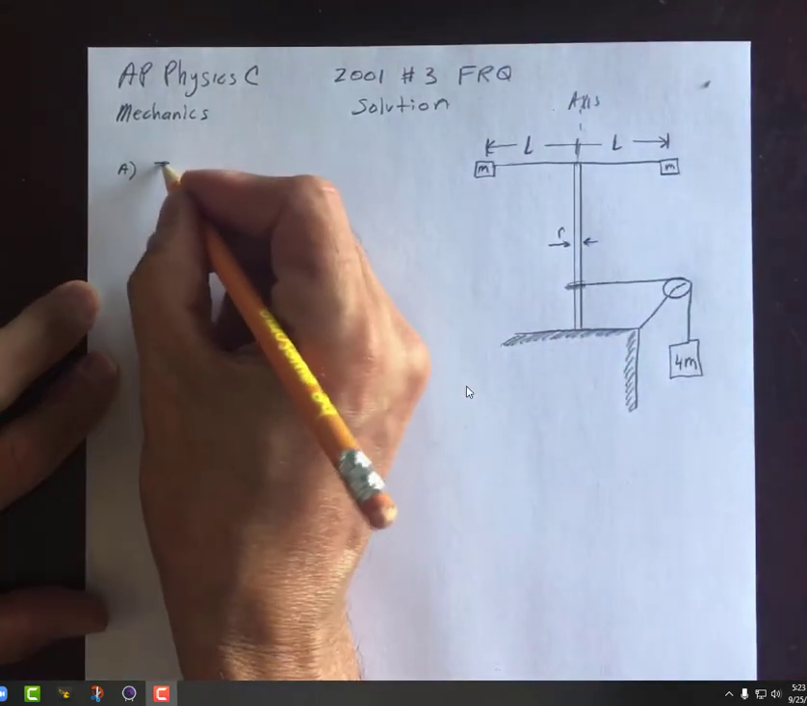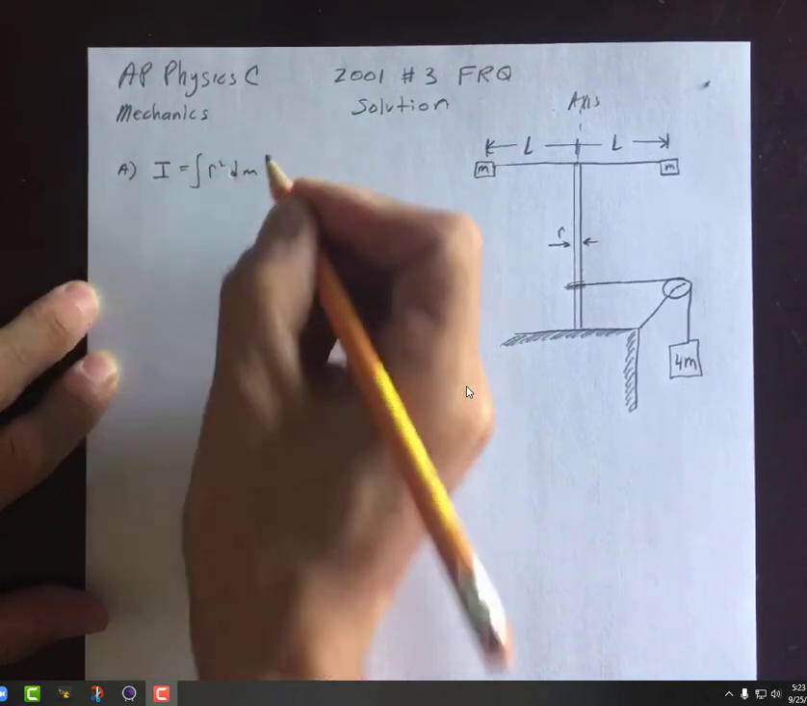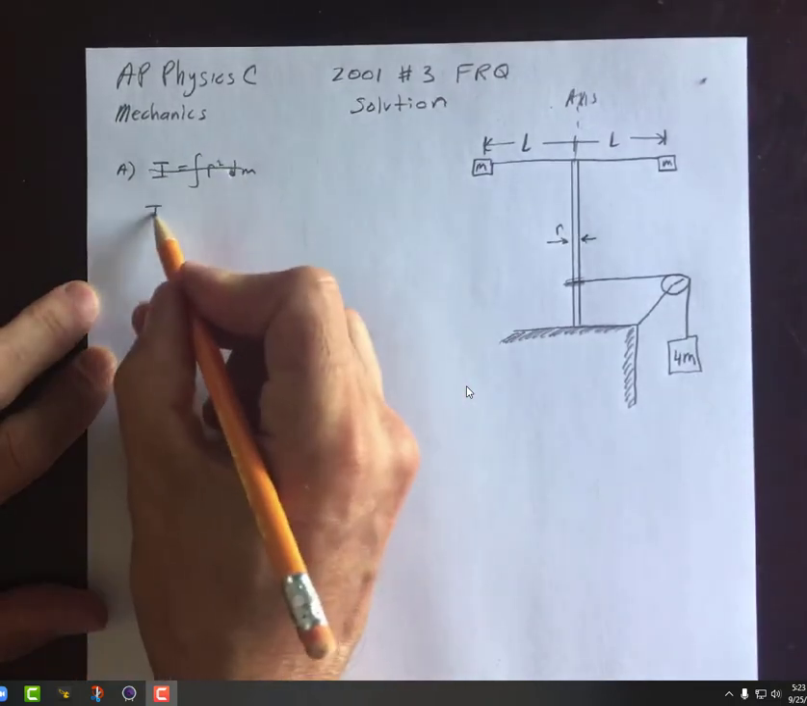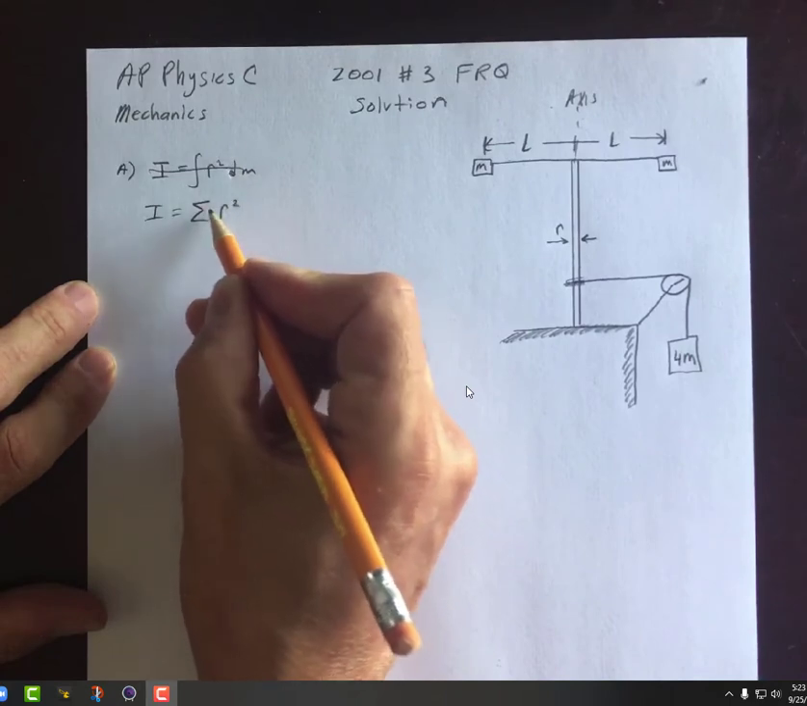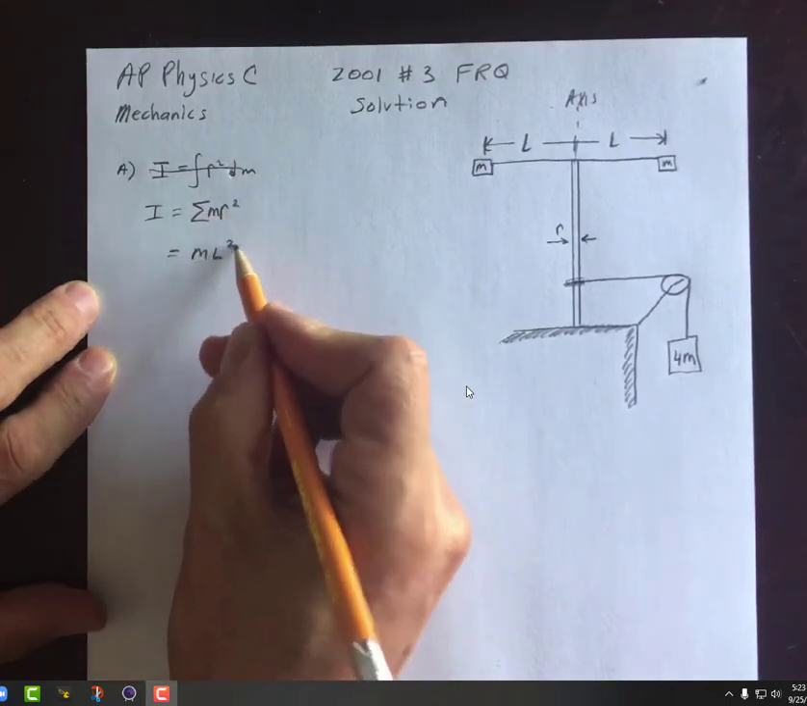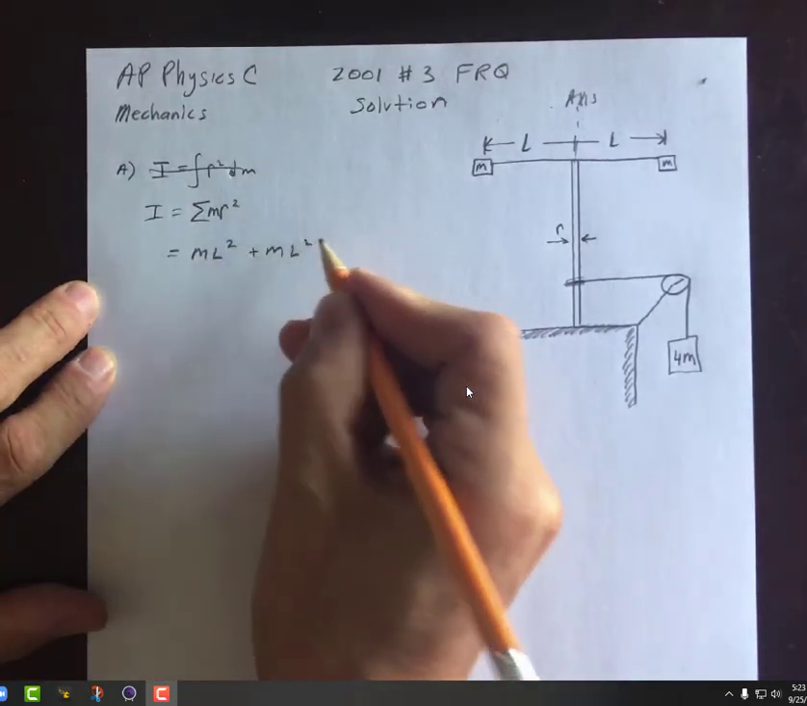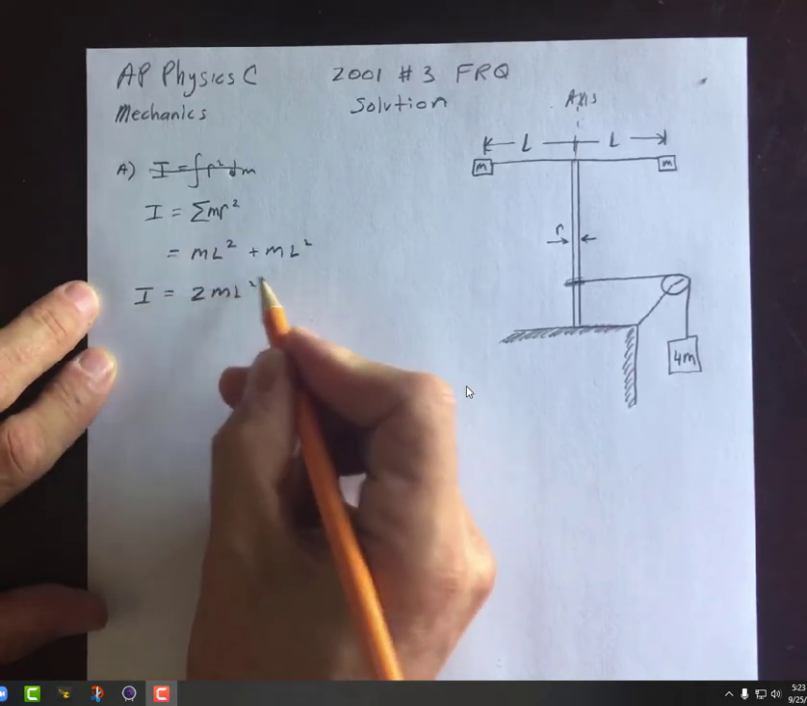So instead of trying to integrate through a continuous mass, I'm going to consider just a discrete sum. So I've got one mass, a distance L from the axis of rotation, and another mass, a distance L from the axis of rotation. So it's just 2mL squared.